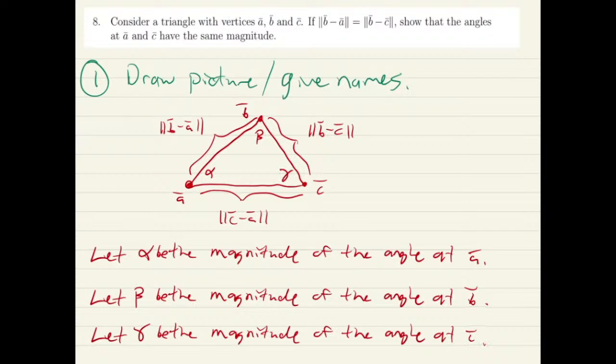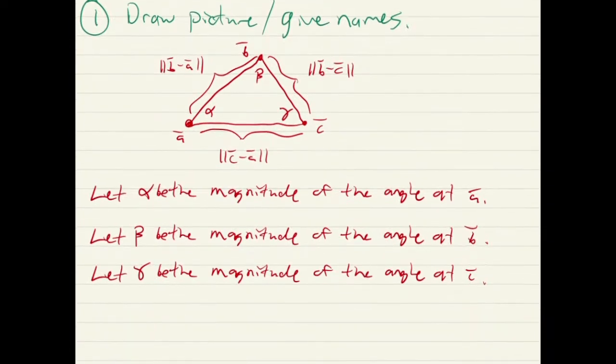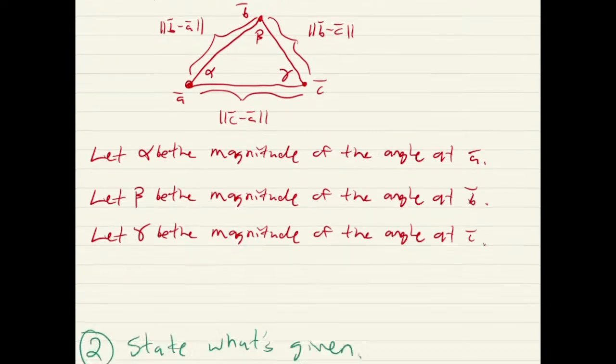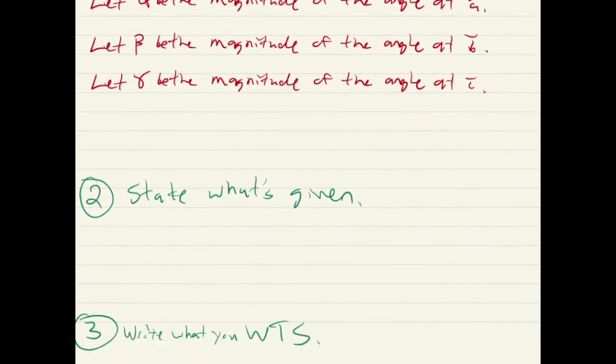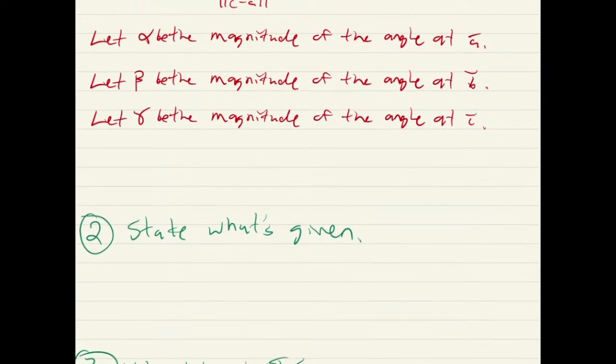So there you go. I've given the angles names, so they're easy to refer to, and I've got a nice picture here, which helps me visualize what's going on. Okay, that's step 1. Draw a picture if it helps you. I think it does in this case. And give important things names. What's important here? Well, the magnitude of the angles. Okay, now I can just call them alpha, beta, gamma, and it's just easier. Step 2, state what's given. Well, we have a triangle.